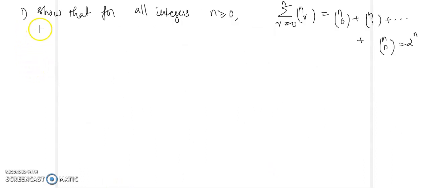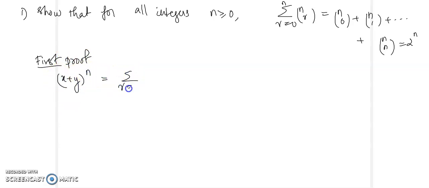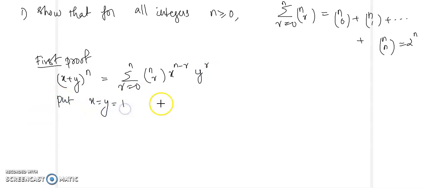So the next problem is to show that for all integers n greater than or equal to 0, summation r equal to 0 to n, NCR is equal to 2 raised to n. So here again you have two proofs. So the first proof, for that we will use the identity x plus y whole raised to n, that is summation r equal to 0 to n, NCR x raised to n minus r, y raised to r. So we put x equal to y equal to 1.